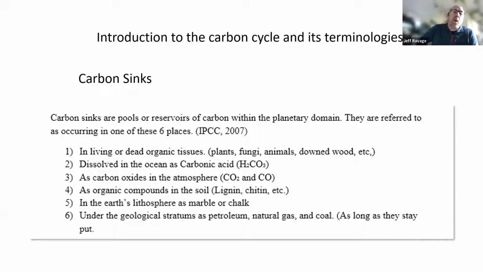So, living or dead organic tissues, although as we've seen, the dead organic tissues will eventually rot. We also know that downed wood in the forest can be stable for decades, so it is at least a temporary store of carbon. Dissolved in the oceans is carbonic acid. The oceans are actually the largest carbon sink on the planet, but unfortunately, because of the high level of carbon dioxide in our atmosphere, it's causing the oceans to become acidic. And in some areas, such as where coral reefs occur, the acidity is killing our coral reefs.